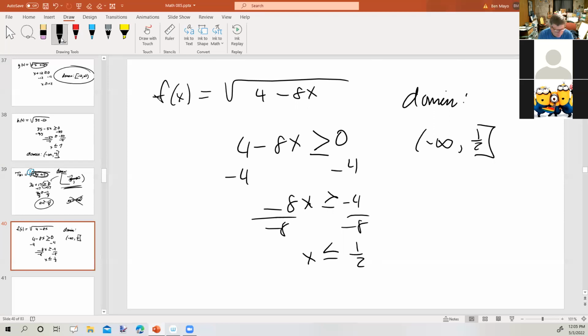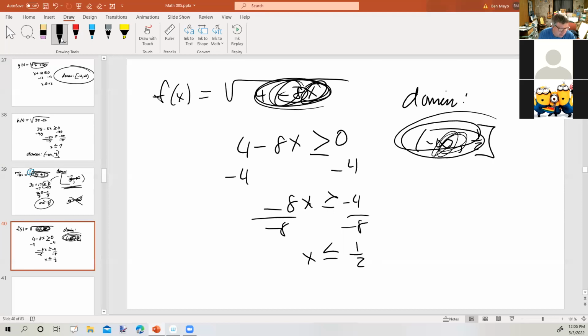Now, something that might confuse you is you might say, well, wait a minute, how can you put negative numbers in there? I thought you couldn't take the square root of a negative number. You can't, but look, it's 4 minus 8 times x. So -8 times a negative is going to be a positive number, right? So all of these numbers are going to yield a 0 or a positive number for the stuff inside.